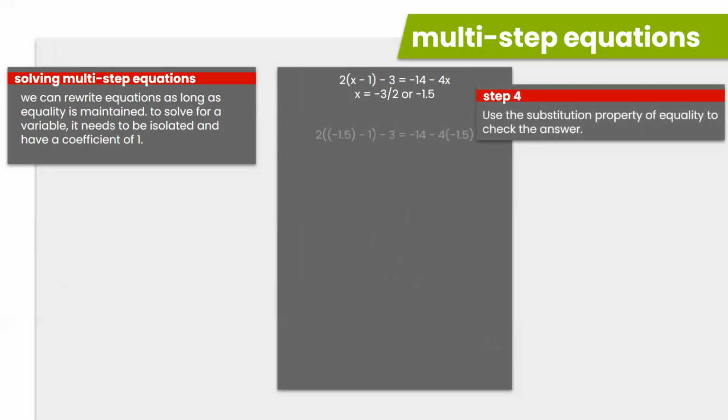Always check your answers. Check your answers by plugging it back in, which is the substitution property. So that's negative 1.5 and negative 1.5. Do that and you will get both sides are equal.